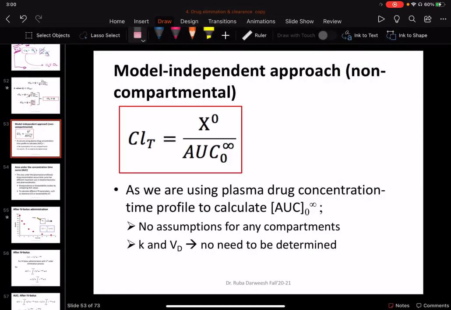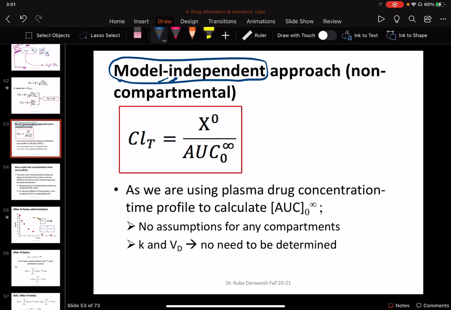Okay, let's talk now about the clearance definition, another clearance definition of the drug if it's model independent. As we mentioned in the previous recorded video of this class, when we are talking about model independent, it means that there is nothing as an assumption that I need to assume related to a certain model, such as one compartment or two compartment or whatsoever.